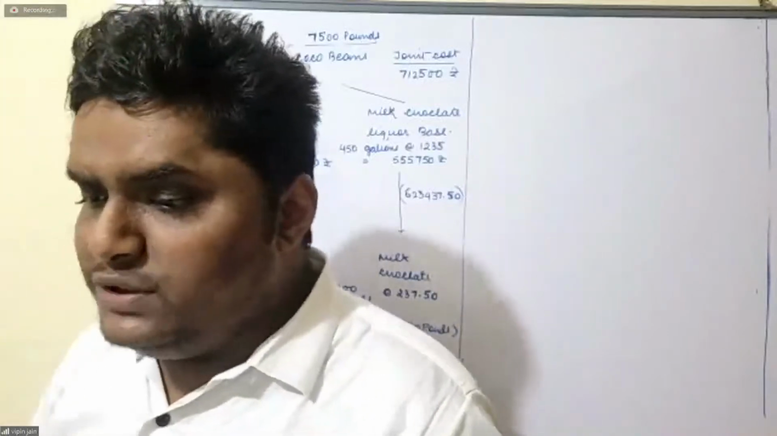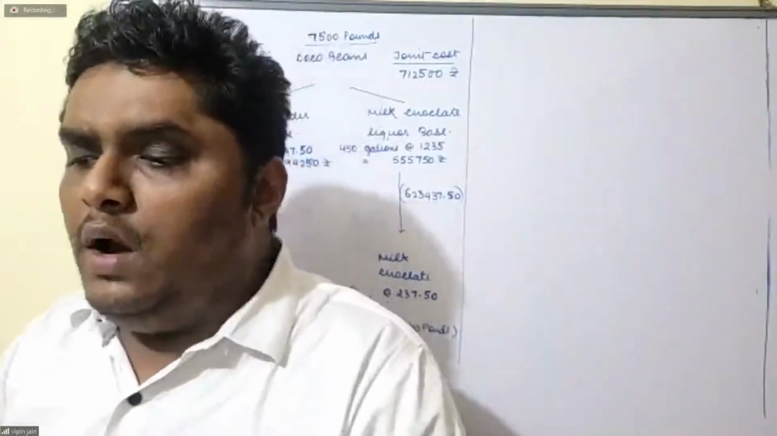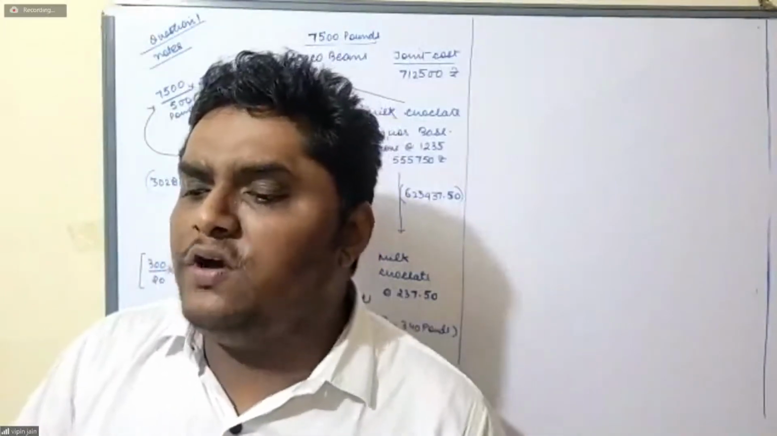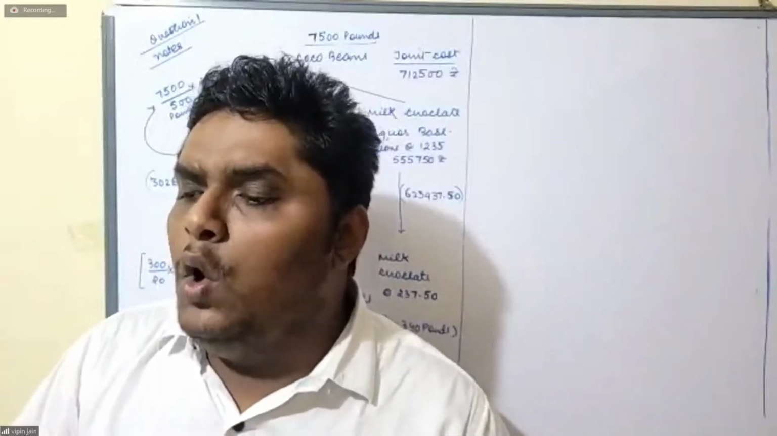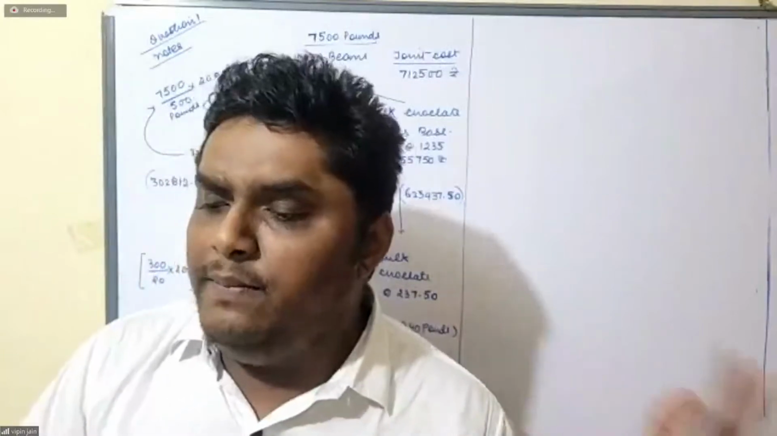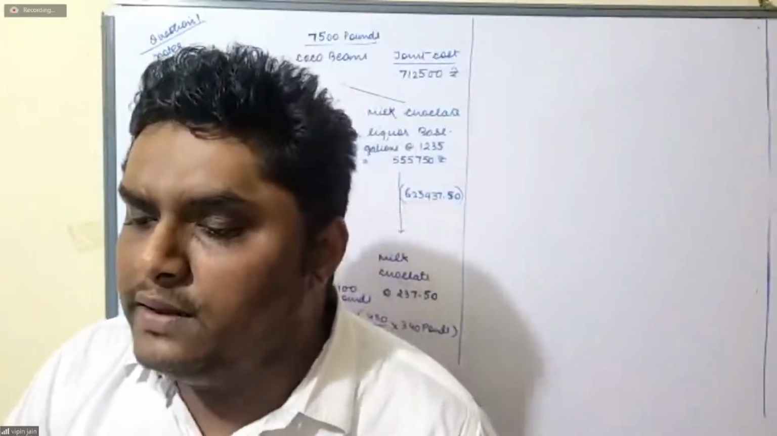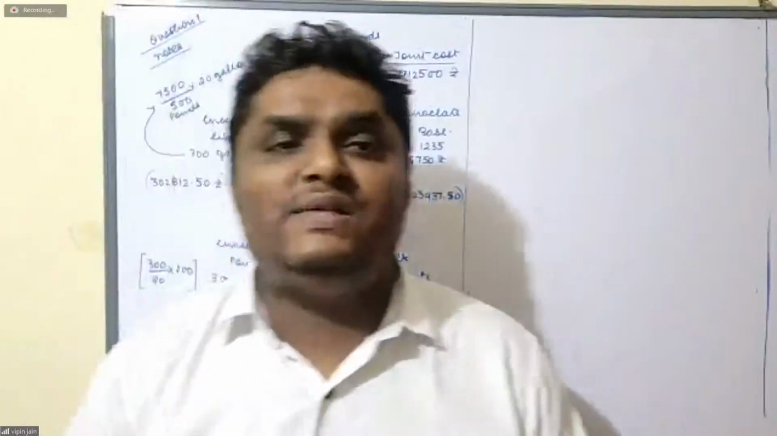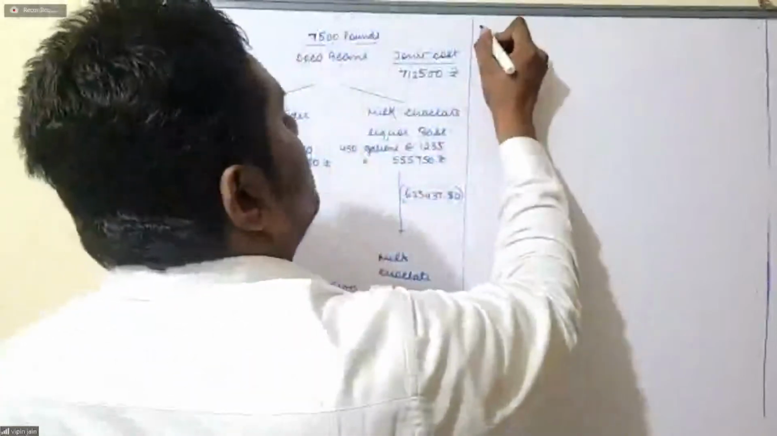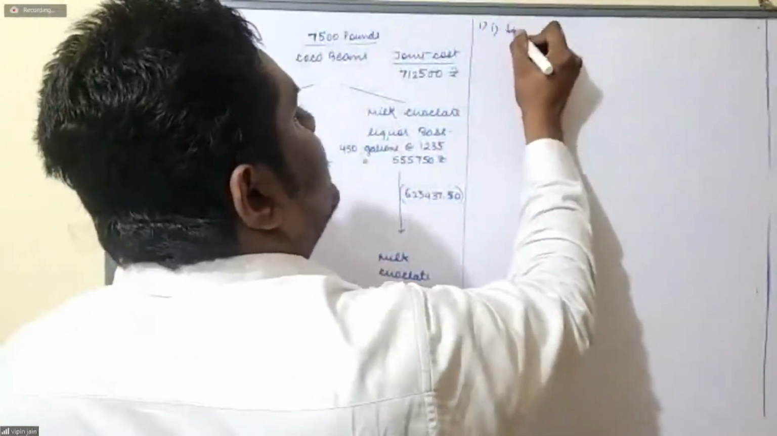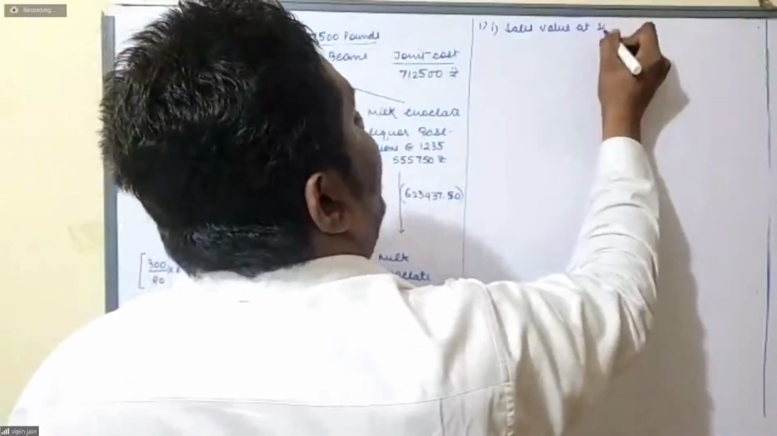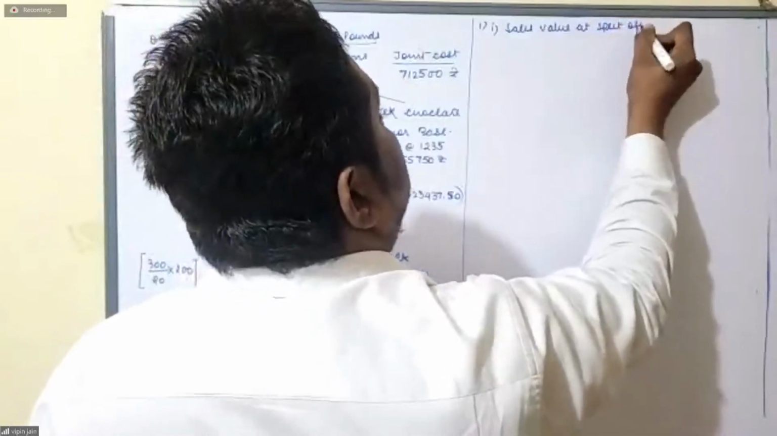So now guys, let's proceed further with the solution. Now what is required? Calculate how the joint cost of 7,12,500 would be allocated between the chocolate powder and milk chocolate liquor base under the following method. The first method is sales value at split-off point. So let's start, guys. The first is sales value at split-off point.